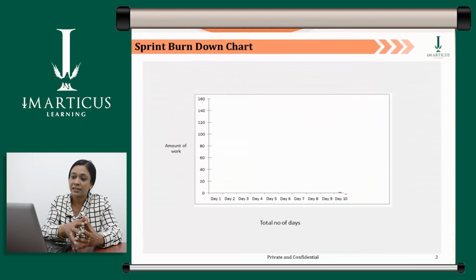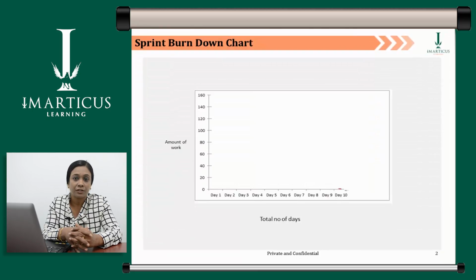If you look at the slide, the sprint burndown chart has two axes, the x-axis and the y-axis. The x-axis shows you the total number of days in a sprint, and the y-axis shows you the amount of work in terms of story points or hours. Let's take an example of a 2-week sprint, which makes the sprint duration 10 days. That's what I've plotted in the graph on the slide, a 10-day sprint.